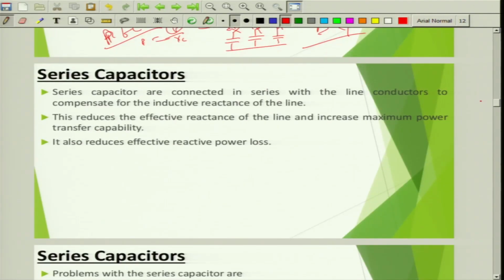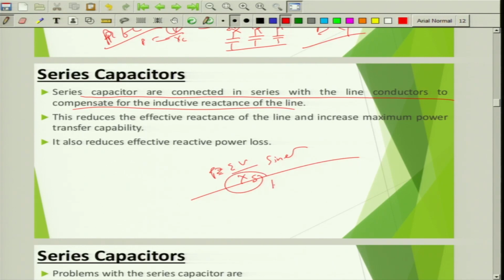And there is another device which is known as series capacitors. Series capacitors are connected in series with the line conductors to compensate for the inductive reactance of the line. Because there is a high inductance present, and ultimately P is nothing but EV by XS sin delta, right. Now, if you reduce X for the same angle, you can increase the power handling capacity, or the other way around, if the delta needs to be reduced, you can reduce the delta also by simultaneously reducing the X. That means you can improve the power system stability.